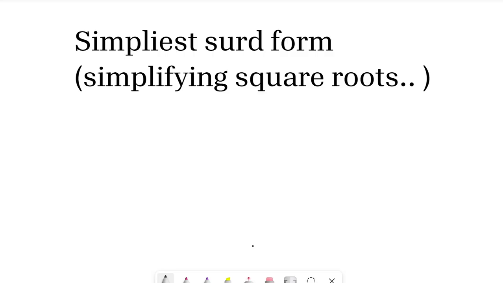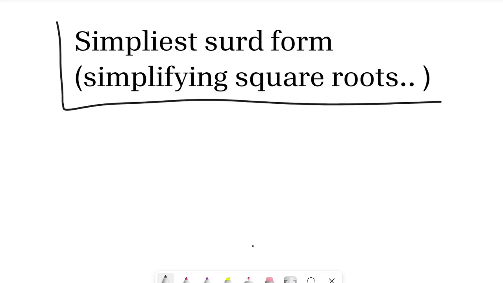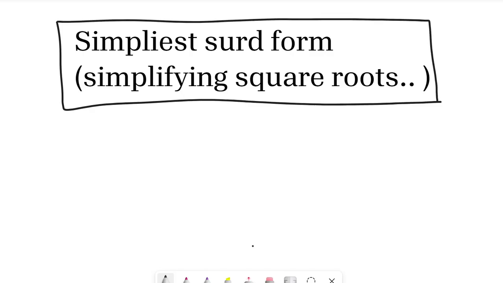So, in today's lesson, we will be exploring simplest surd form, or basically, we will be simplifying square roots, or we can say also simplifying radicals.